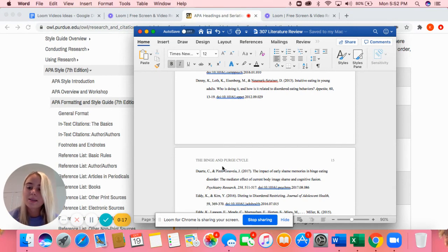So hopefully that helps. Email me if you have any questions, or the other TAs, about headings, and make sure to look at the Purdue OWL table. It's extremely helpful.